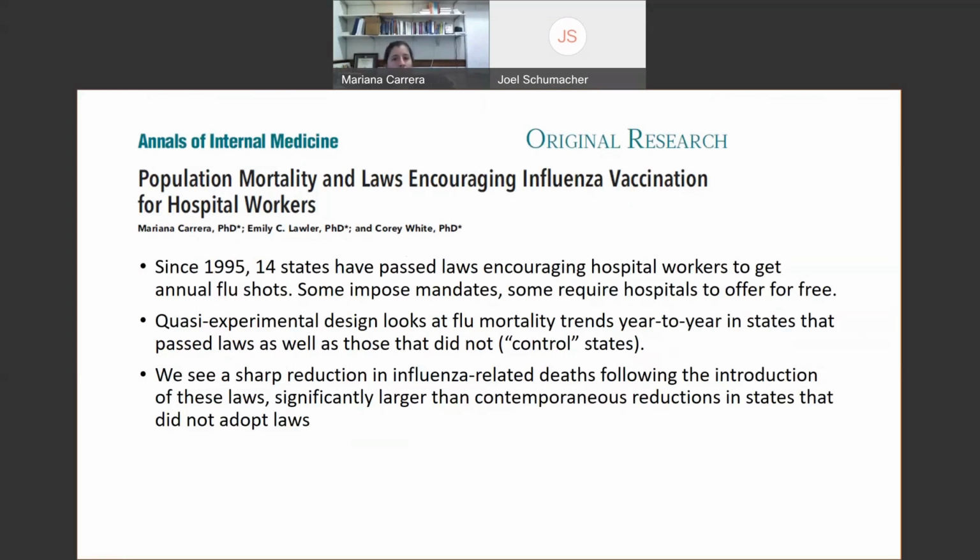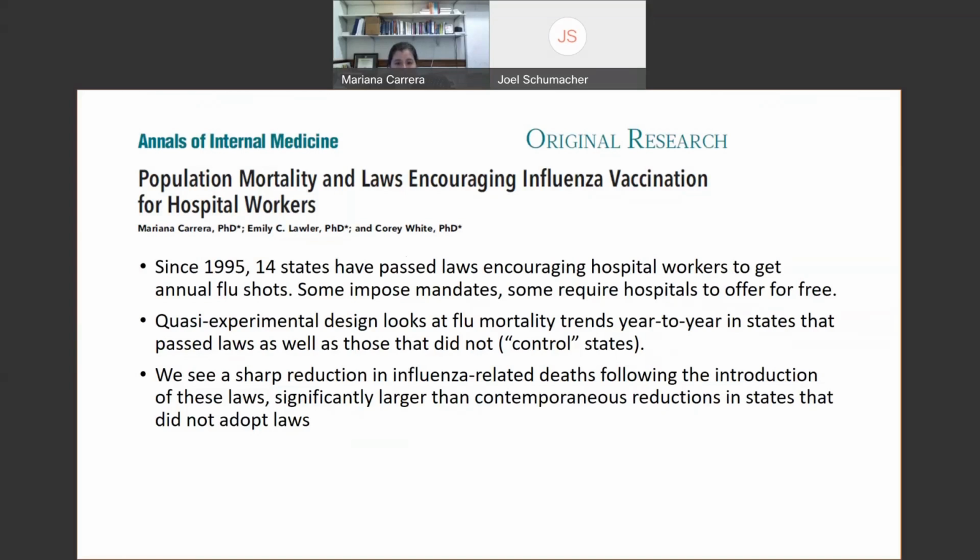Our design looks at deaths from the flu, and we specifically use what's called a difference in differences design, which means we're accounting for the fact that flu mortality fluctuates every year. Some years it's a bad flu year, some years it's a better flu year, but that's correlated across states. So our design uses states that did not pass these laws as control states to help us estimate what would have been the likely trends in states that did pass laws if they hadn't enacted the laws.